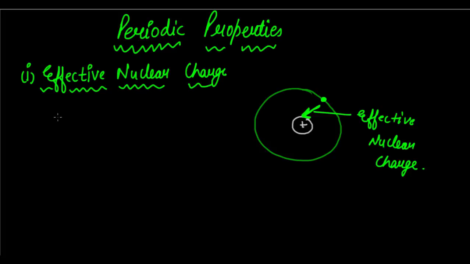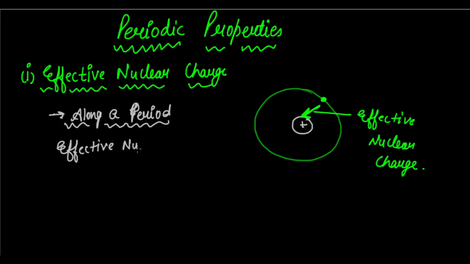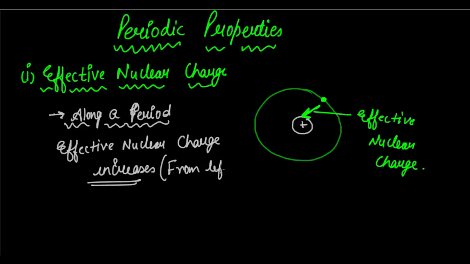First of all, let's not say group, let's say along a period first. As we go from left to right in a period, the effective nuclear charge increases. This is because the number of electrons in the outermost shell increases, and hence the proton's influence on the outermost electrons also increases.